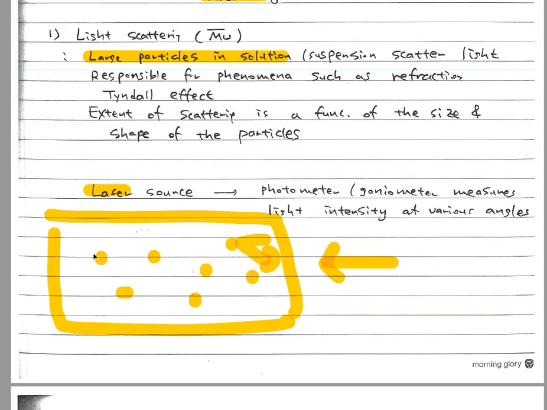Basically, these small-sized particles scatter light depending on the wavelength of the light, and the degree of scattering basically depends upon the size of the polymers, and size means basically the molecular weight. Okay, and that molecular weight is the weight average molecular weight in this case. So as shown here, the extent of scattering is a function of the size and shape of the particles.